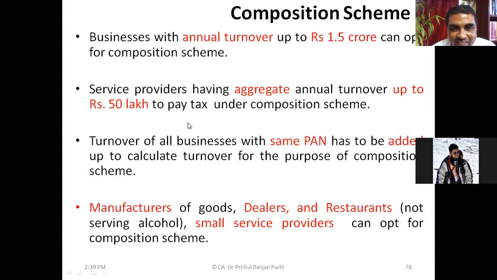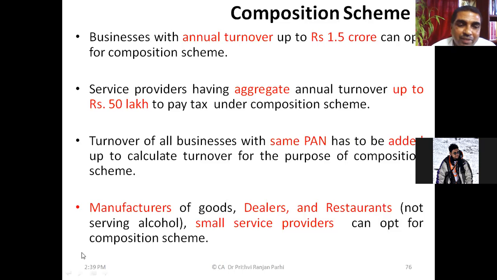Okay, if that is the turnover, we have to calculate the aggregate annual turnover. How to compute that, we will learn in our subsequent classes, when you will learn the composition scheme in detail. We'll see what things are to be added and what things are not to be added. Right now, remember one more thing: turnover generated against the same PAN, permanent account number, has to be added together to calculate the aggregate turnover.